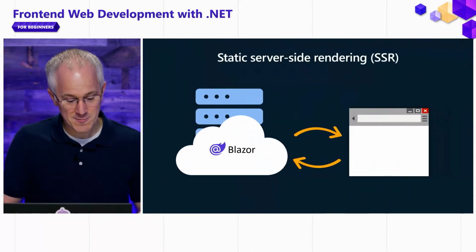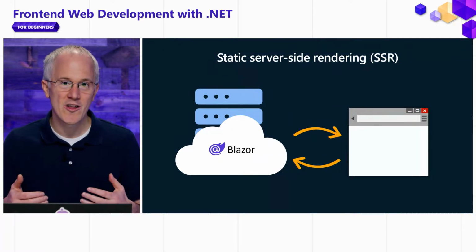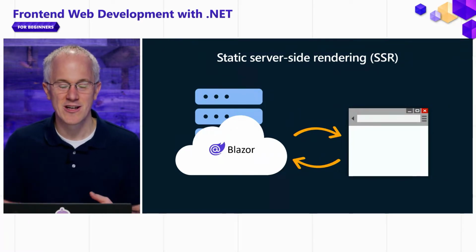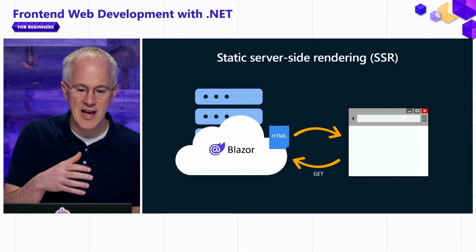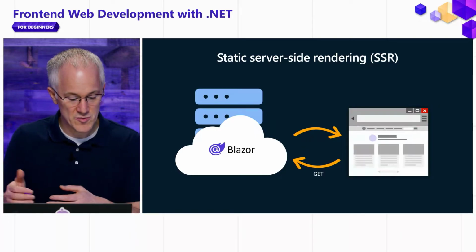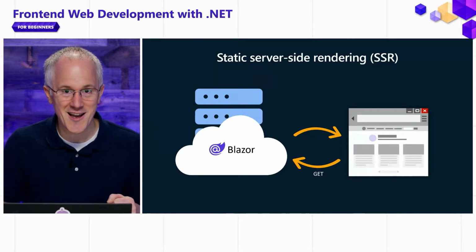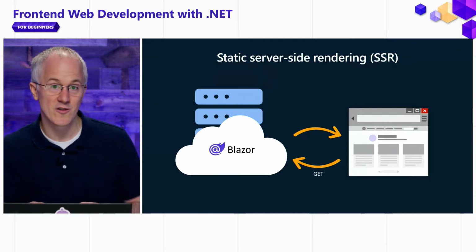Now, by default, Blazor components are statically rendered from the server. We call this static server-side rendering, or static SSR. When a request is routed to a static component, the component renders plain HTML to the response. And then its job is done. The component instance goes away, and there's no state maintained on the server.